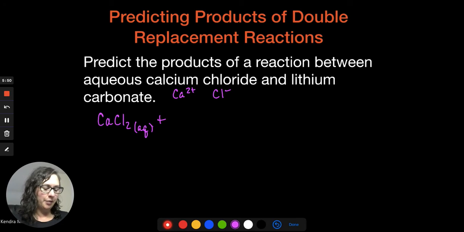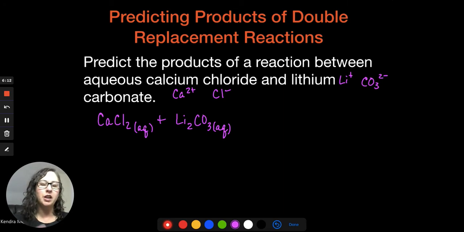Plus lithium carbonate. Lithium is a +1 charge, carbonate is CO3 2-, so it's going to be Li2CO3, aqueous. And now what we want to do is predict what our products would be.